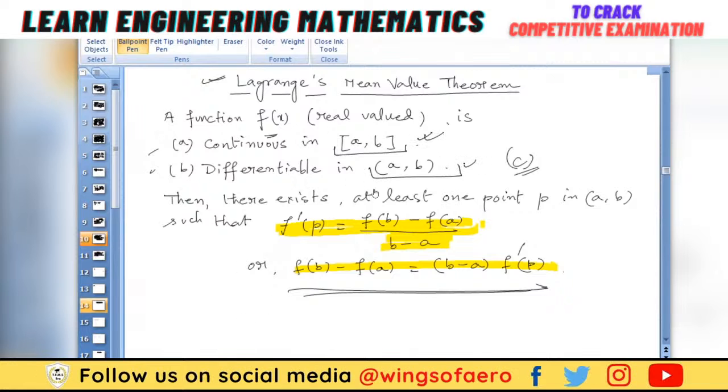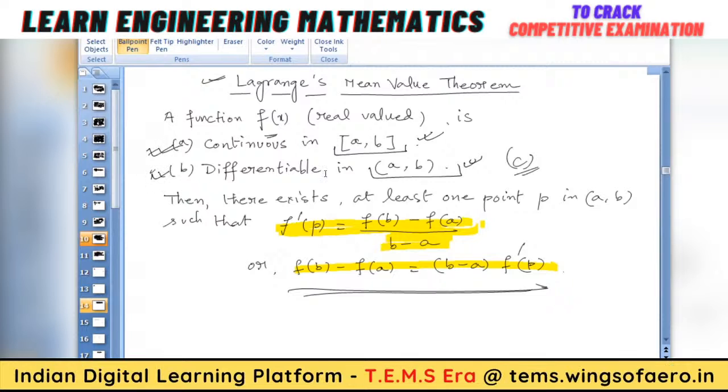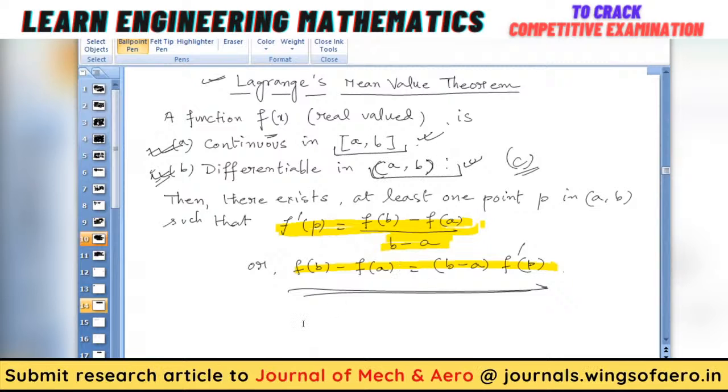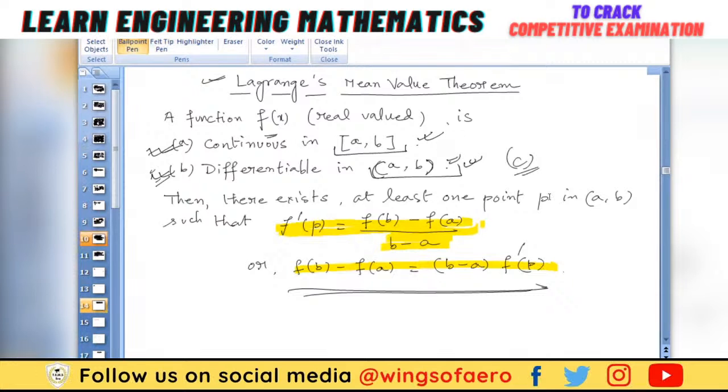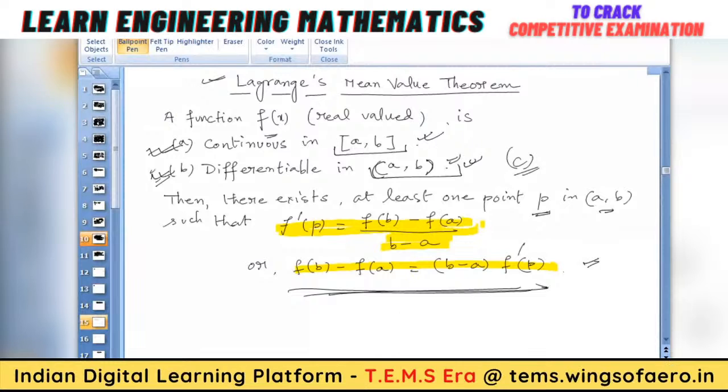So remember these two things. In any mean value theorem, whether it is Lagrange's or Rolle's theorem, condition 1 and condition 2 must be satisfied, that is, continuous in the closed interval AB and differentiable in the open interval AB. Then there exists at least one point P in AB such that this theorem holds. I will explain the geometrical representation of Rolle's theorem, after which you can understand what the theorem says.